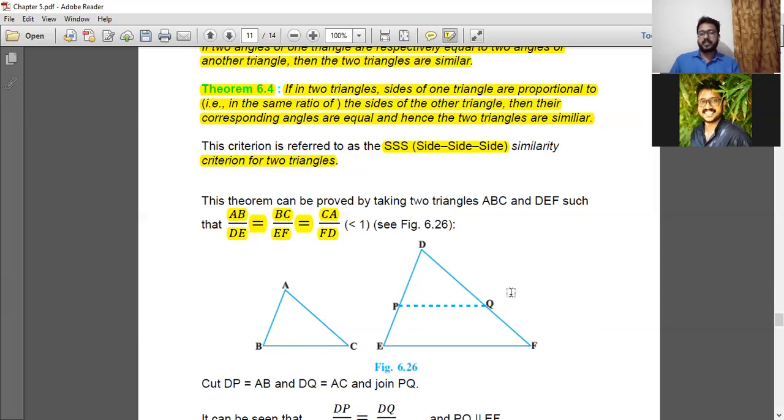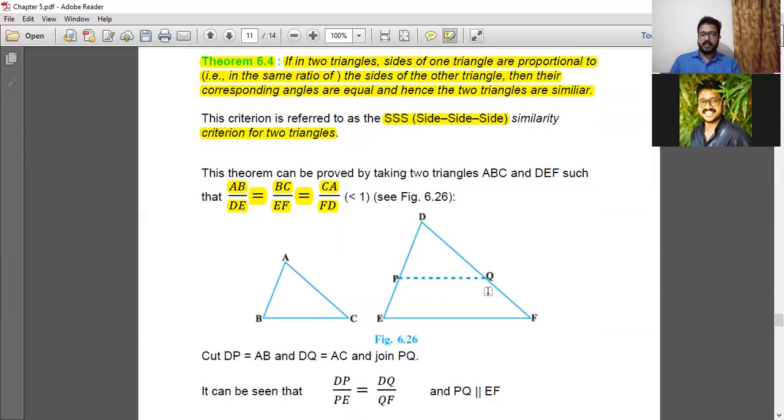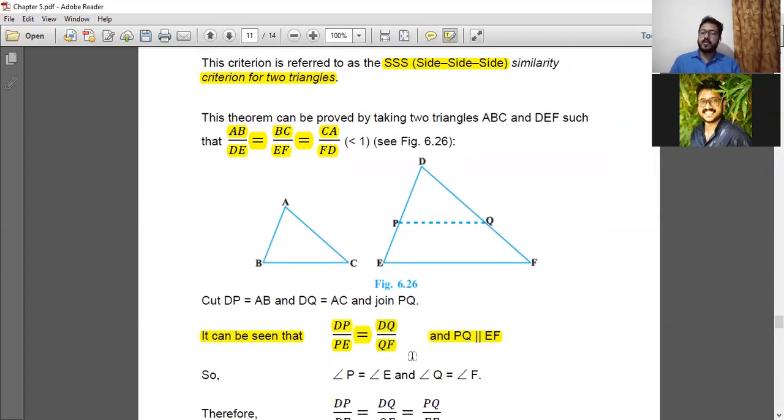And again, we have to join this PQ. Now in the same manner, we can see that DP by PE is equal to DQ by QF, and moreover PQ is parallel to EF. This is the same as that of the previous theorem. Now what can we say? We can say angle P is equal to angle E. Why? Because PQ is parallel to EF.